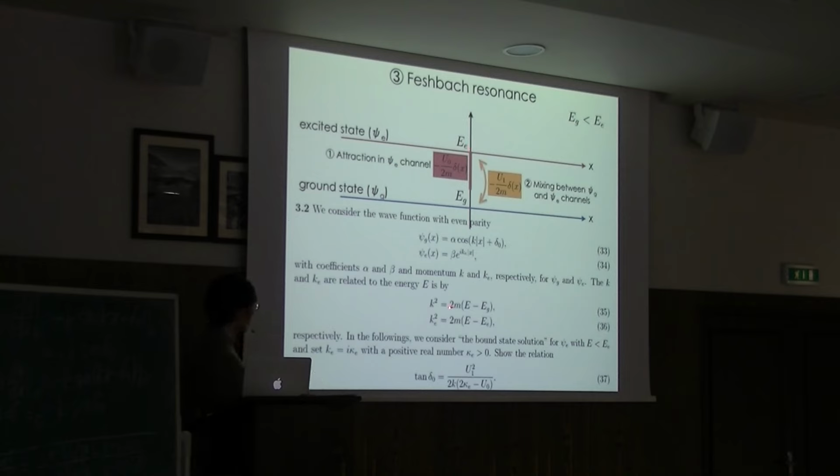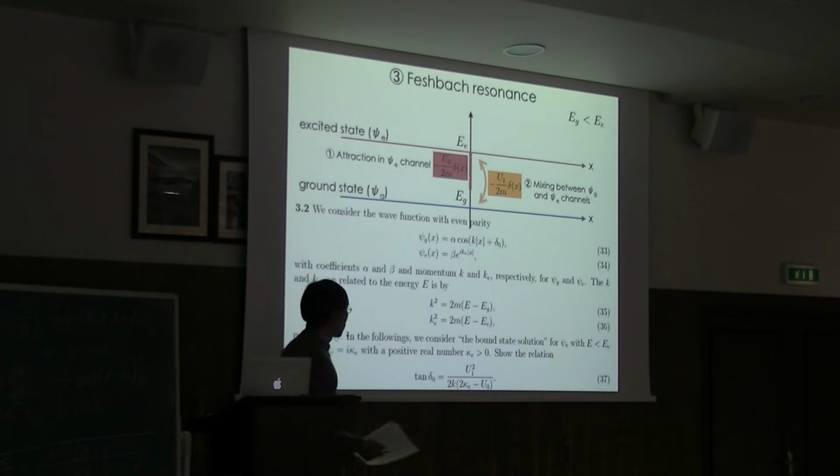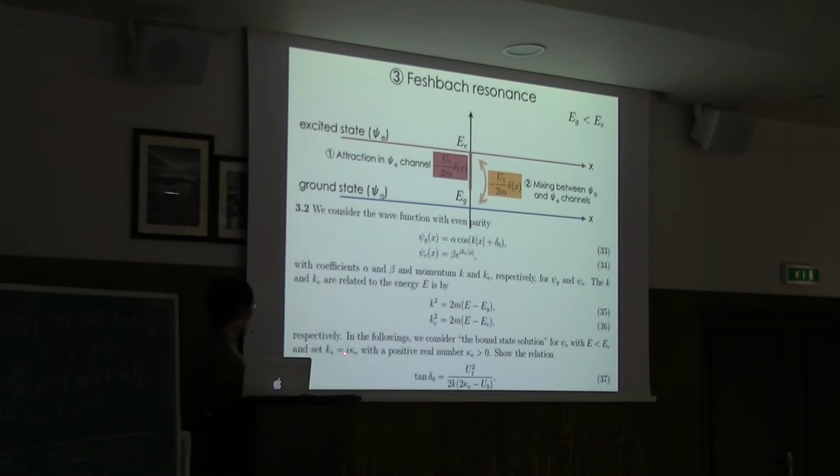And the energy and the K or Ke are connected in this way. This is also, I think, in a sense, trivial. But in the following, we consider the bound state solution for psi E, whose energy is below Ee. This is a little bit special setting, but this simplification makes the calculation much shorter. In our case, because we are looking at this state whose energy is in between Ee and Eg, in view of psi E, this is nothing but a bound state. Therefore, the momentum Ke is assumed to be i kappa E, with kappa E a positive real number.